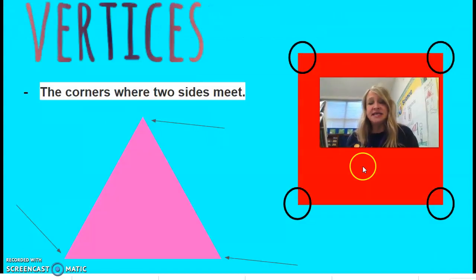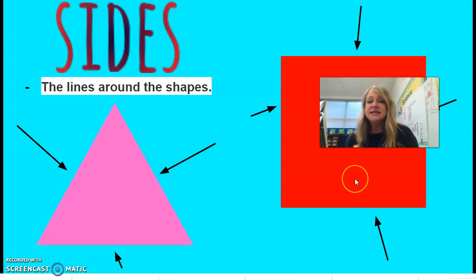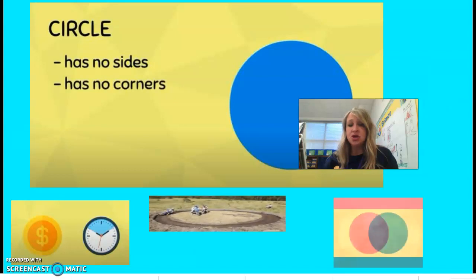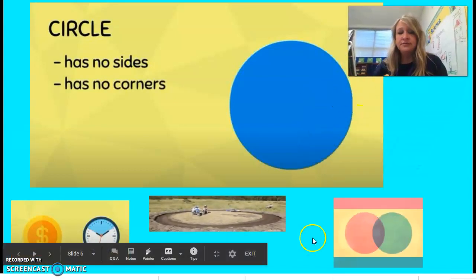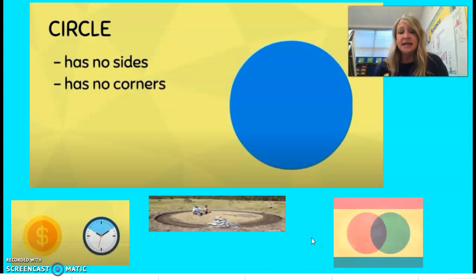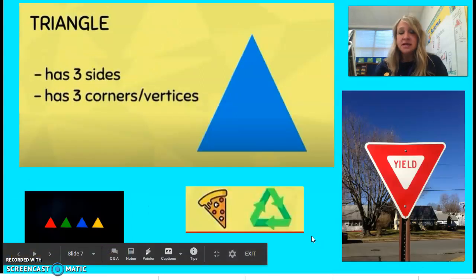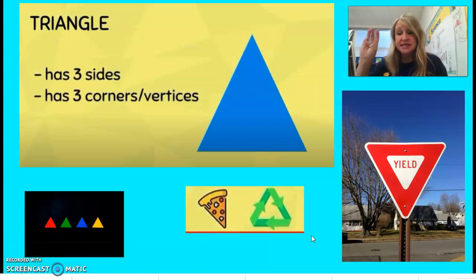Vertices. Say vertices. Vertices are the corners where two sides meet. Sides. Say sides. Sides are the lines around the shape. Circle. Say circle. A circle has no sides and has no corners. Triangle. Say triangle. A triangle has three sides and three corners.